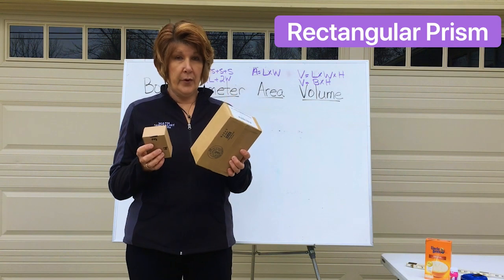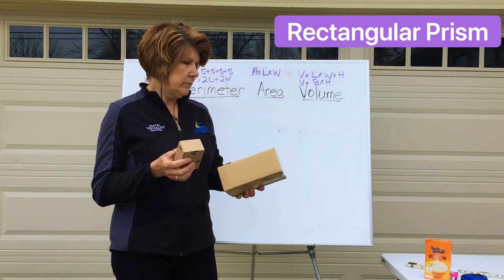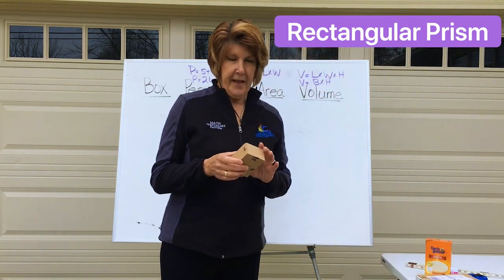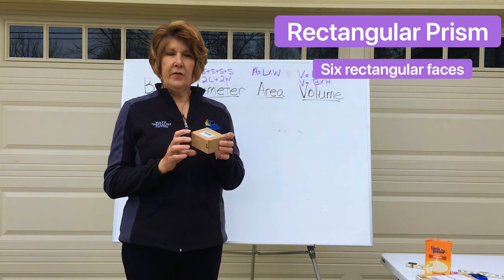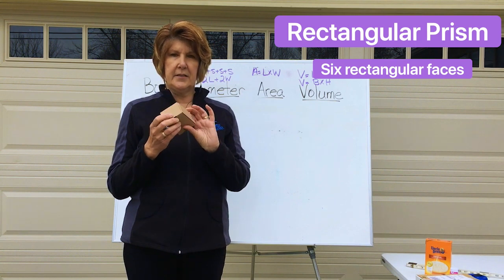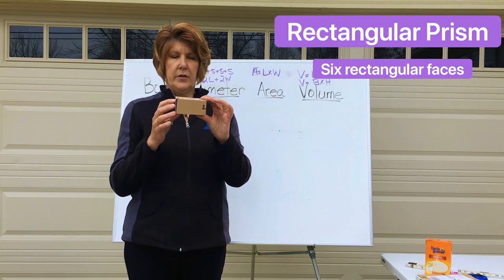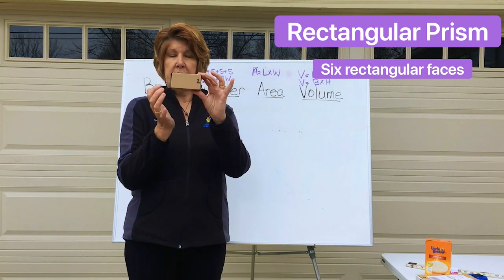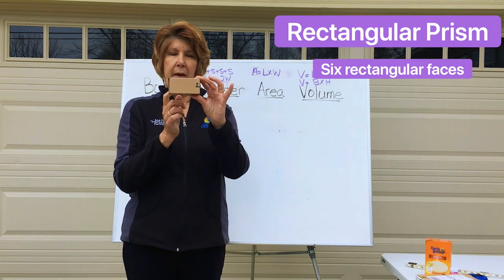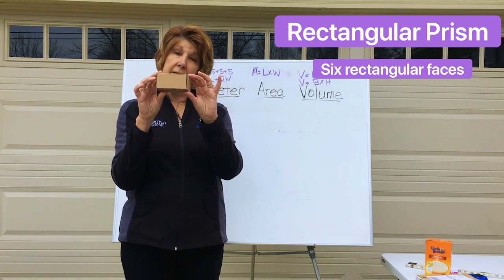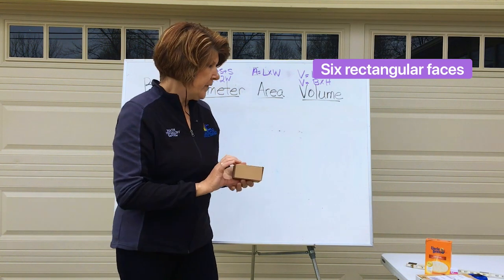Rectangular prisms. And they are rectangular prisms because they have 6 faces that are all rectangles. So we have the top and bottom, the 2 sides, and the front and the back, and each one is in the shape of a rectangle. So we know that this is a rectangular prism.